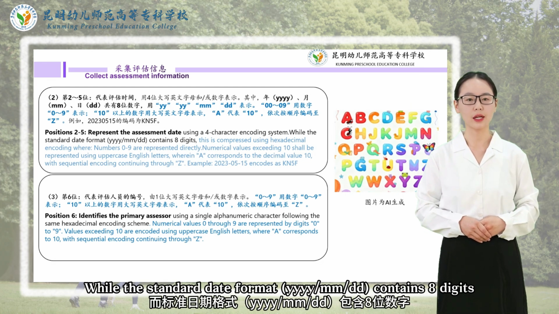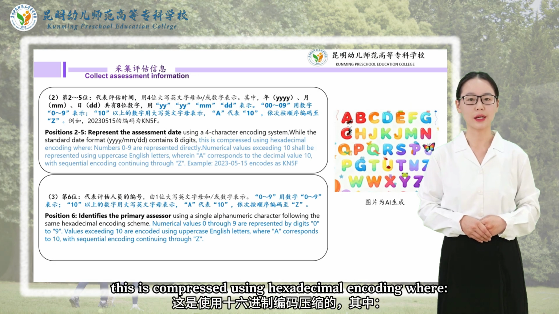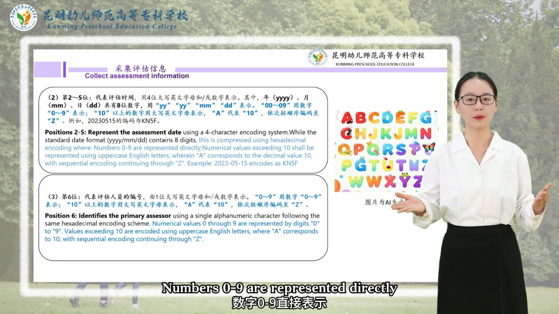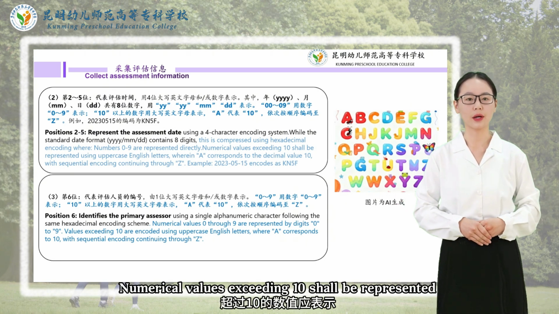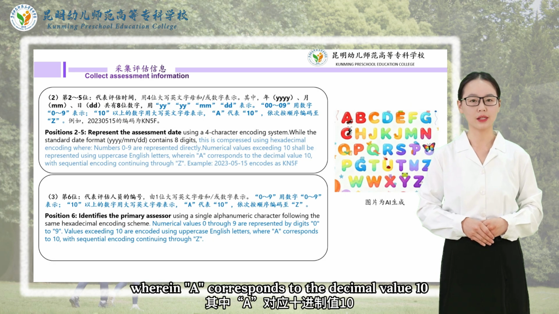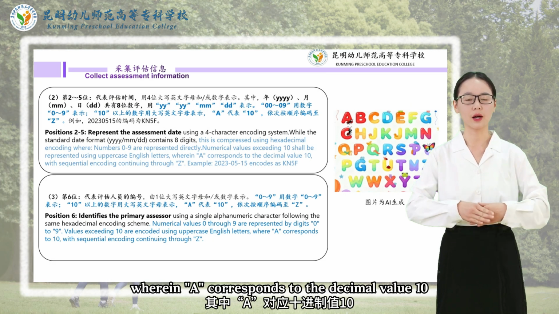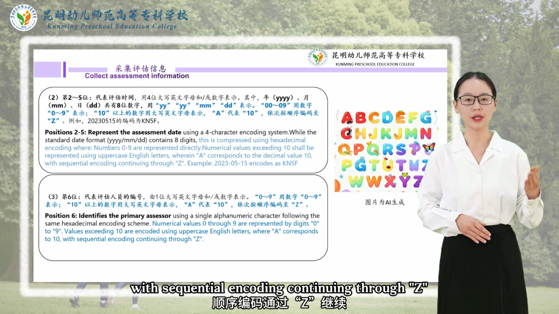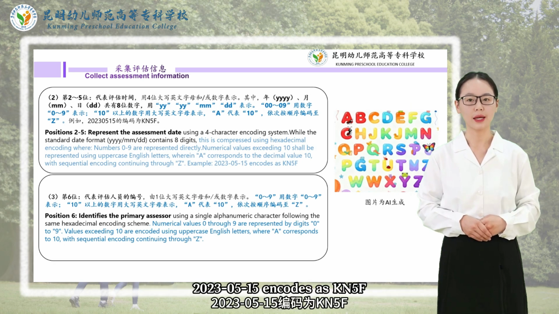Positions 2 to 5 represent the assessment date using a 4-character encoding system. While the standard date format YYYY/MM/DD contains 8 digits, this is compressed using hexadecimal encoding, where numbers 0 to 9 are represented directly. Numerical values exceeding 10 shall be represented using uppercase English letters, wherein A corresponds to the decimal value 10, with sequential encoding continuing through Z. Example: May the 15th, 2023 encodes as 5 C F.